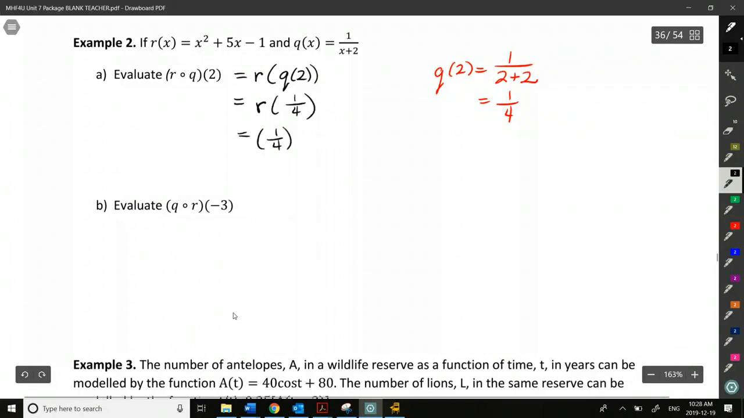So 1/4 squared plus 5 times 1/4 minus 1. And I'm just going to find a common denominator here. This is 5 over 4, so when I multiply that by 4, it'll be 20 over 16. And this is 16 over 16. And I think we get 5 over 16.